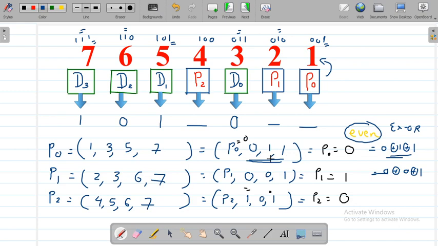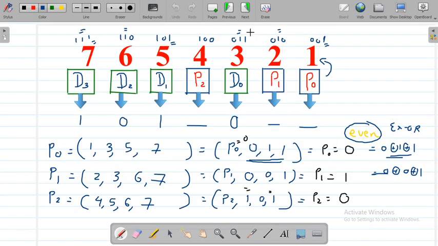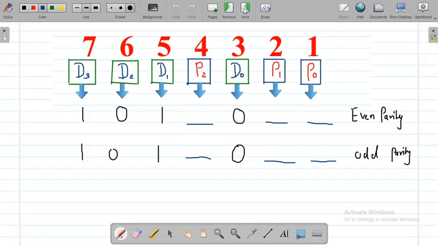Now this was for the even condition. The values of P0, P1, P2 are now known, that is 0, 1, 0. So the next step is I can insert the values of P0, P1, P2. P0 was 0, then 0, 1, 0. So this is my Hamming code with even parity.